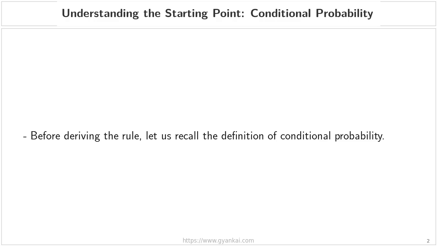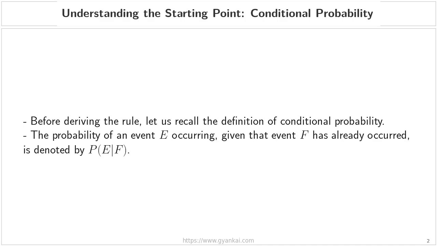Now, before we jump into the actual derivation we promised on the previous slide, we need to ground ourselves in a fundamental concept. Let us take a moment to recall the definition of conditional probability. Think about the notation first. When we talk about the probability of an event E occurring, specifically under the condition that event F has already taken place, we denote this as P of E given F. That vertical bar simply represents the condition we are assuming to be true.